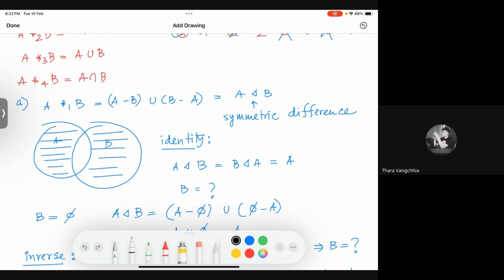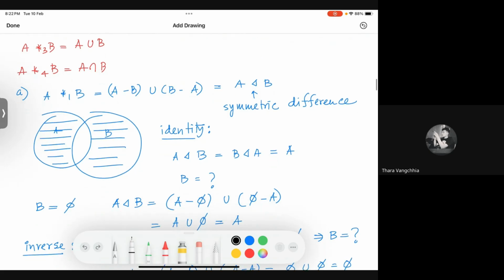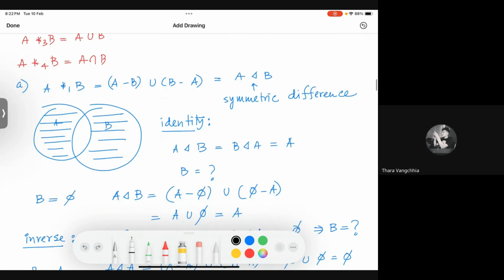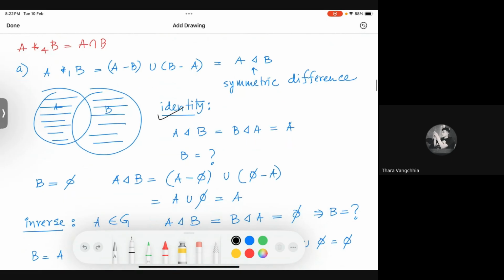So the power set of X with respect to the symmetric difference operation will form a group. Because this star 1 operation is closed, and symmetric difference is associative over sets. What is the identity element?